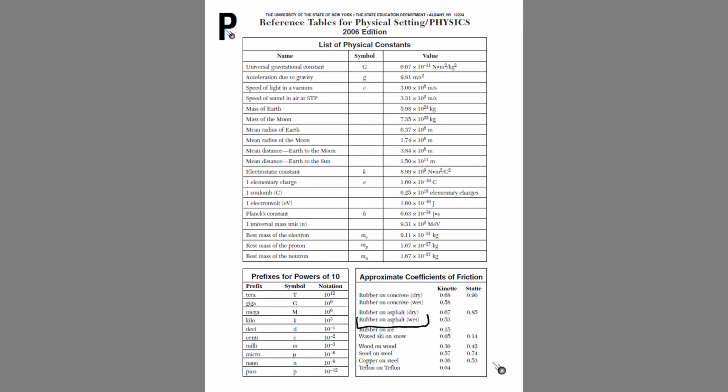So you might ask yourself, what type of problems would have rubber and concrete or rubber and asphalt? Think about it. Yeah, tires are made of rubber and roads are made of concrete or asphalt, and they could be dry or wet. If it's raining, it'll get wet. So those are the coefficients that you would use if you're talking about a car on a road.